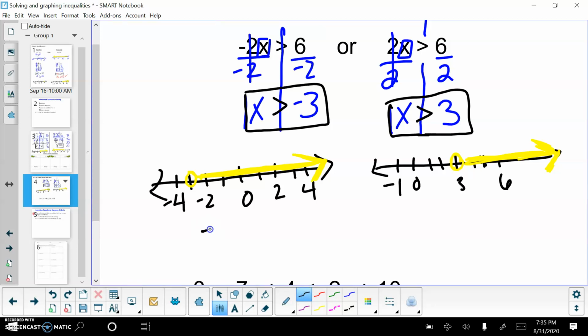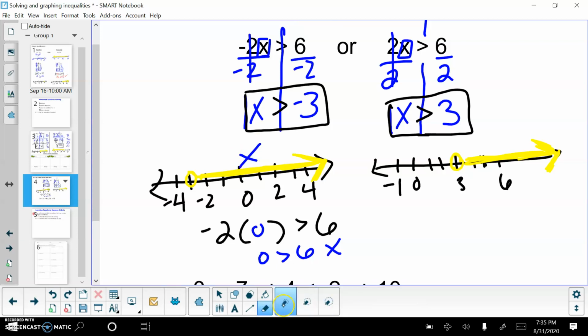So I'm going to rewrite my original problem. But I'm going to take out my 0 and leave a space. And now I'm going to put in something that's in that shaded area. Anything in the shaded area should work if my answer is correct. So the easiest one to put in is the 0. So there it goes. Now I'm going to multiply. So I have negative 2 times 0 is 0, and 0 is not greater than a 6. Well, that did not work. 0 is not greater than 6. So this side is not working. Okay, well, let's just try the other side.